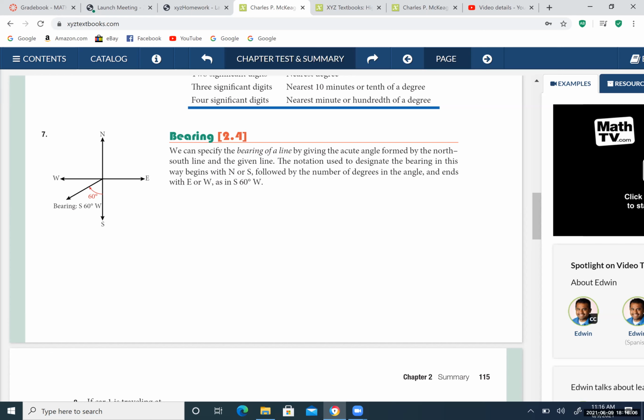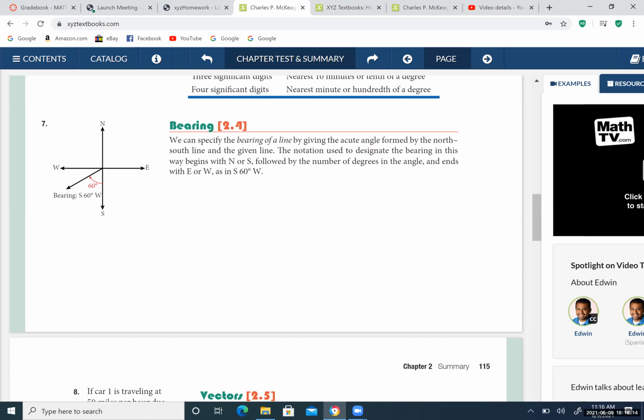Actually, for this type of example, you don't have to know it really well, okay? But you should kind of learn this, know this too. As you notice, we have the pictures right here on the left. You see north, south, west, east, right? So the north-south line and the given line. The given line may be this line.